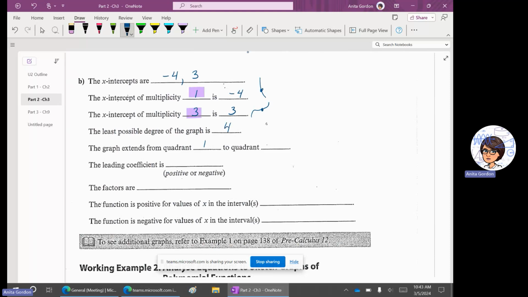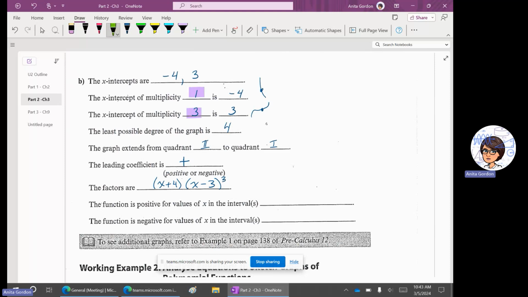The graph extends from the second quadrant to the first quadrant. The leading coefficient in this case must be positive because the W shape is opening up. The factors are x plus 4 and x minus 3. And think about the multiplicity. X plus 4 has a multiplicity of 1. X minus 3 has a multiplicity of 3. So this one gets a little cube next to it.